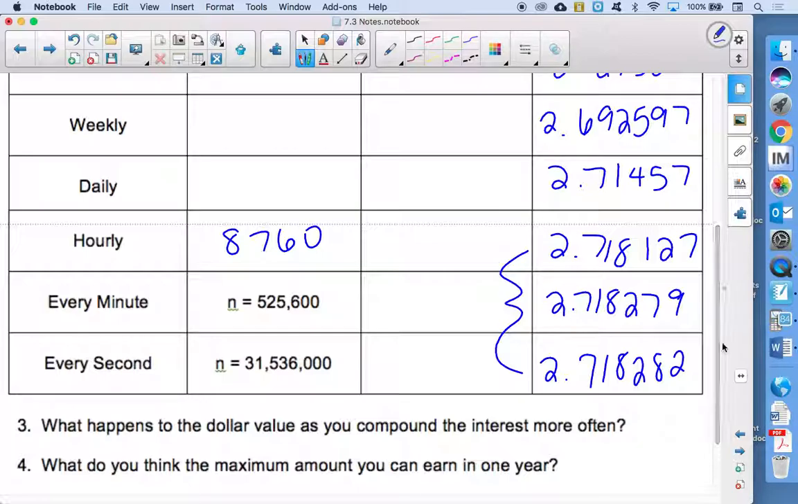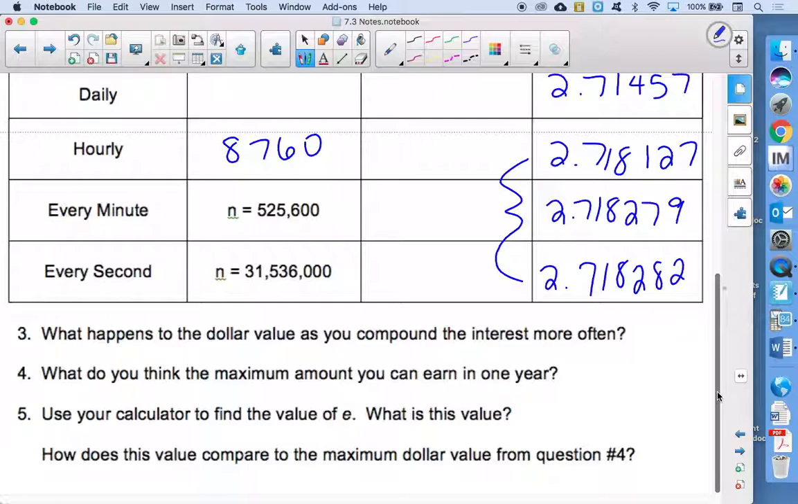So for part 3, what happens to the dollar value as you compound the interest more often? Well, you get more money up until a certain point, because the more times you compound it doesn't necessarily mean that you're always going to get more money.